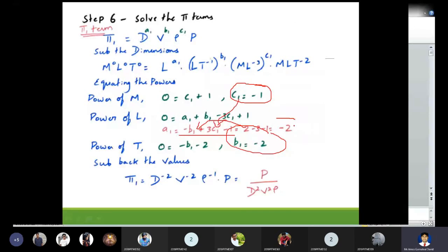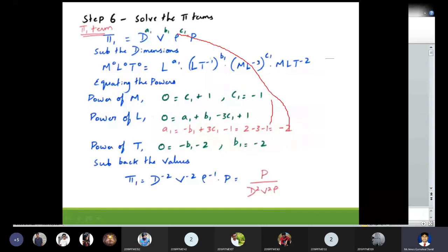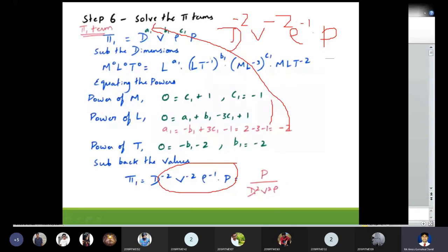If I substitute it and simplify it, it will become minus 2. Now let me put the powers back in my first equation. a1 will come here, that is minus 2, so it will be d power minus 2, v power, what is the b1 value, again minus 2, rho power c1 will be minus 1, into p. That's what I've written here: d power minus 2, v power minus 2, rho power minus 1 into p.